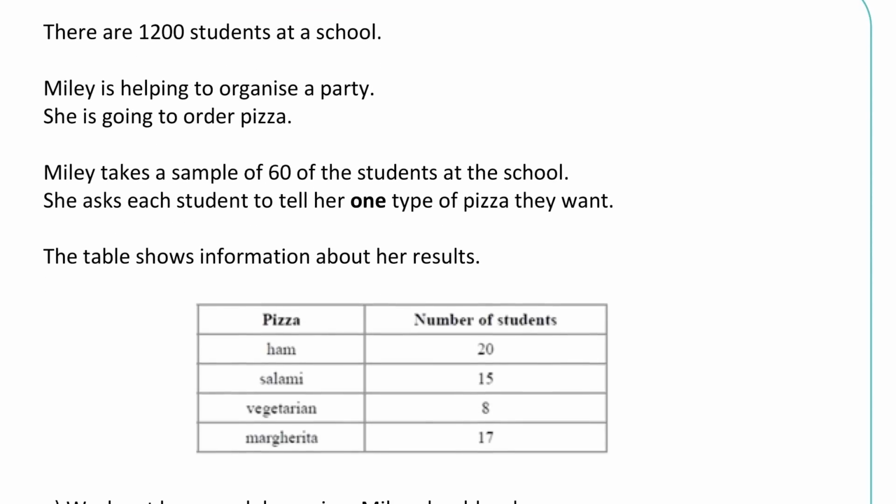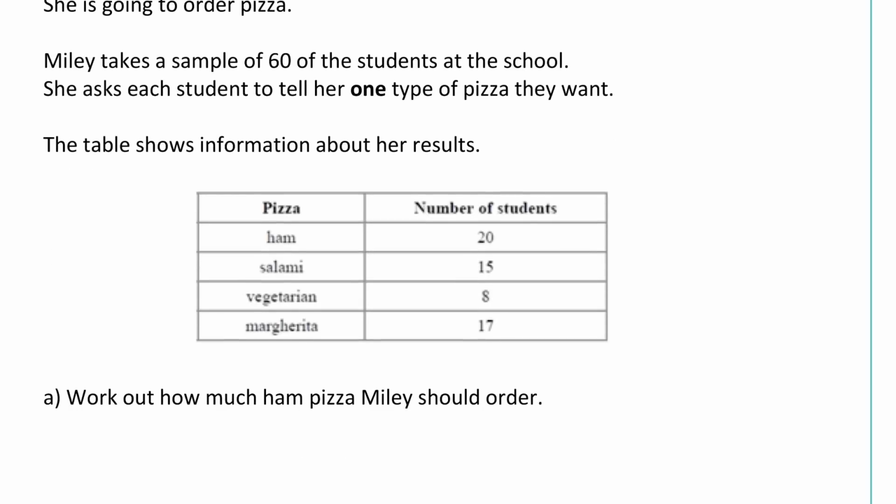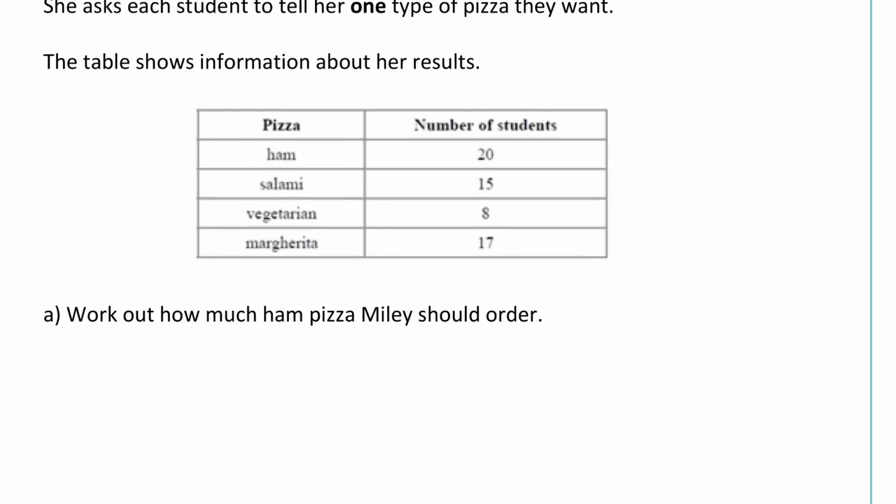Now our next question is looking at sampling and bias. So here it says there are 1,200 students and Miley is helping to organise a party. She's going to order pizza and she takes a sample of 60 students. So here's the sample. Work out how much ham pizza Miley should order. Now whenever we're looking at a sample, we want to know what proportion have chosen that option. So here 20 people chose the ham pizza, and that's out of 60. So that's 20 out of 60.